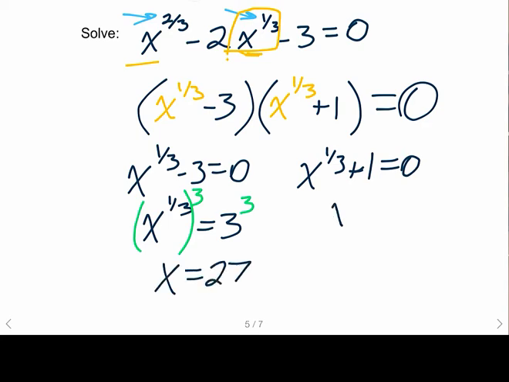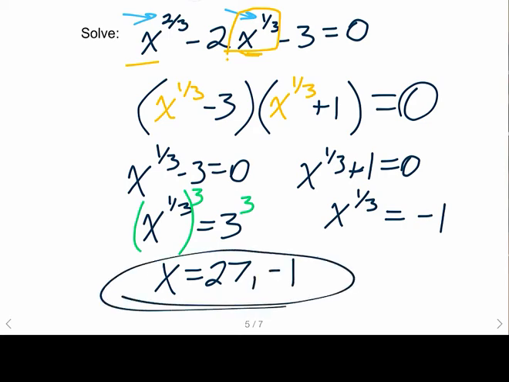Not such an issue with the other one. You could have incorrect thinking and still get the right answer. x^(1/3) = −1 would mean that x = −1. But be careful with that x^(1/3) = 3.